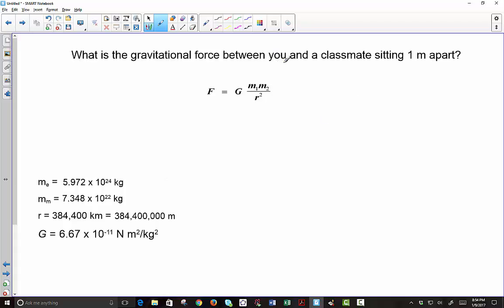And why don't you go ahead and do this one? Just say you're 60 kilograms and your classmate is 75 kilograms. So what's the gravitational force if you're sitting 1 meter apart? So go ahead and calculate that, submit that as your answer for your XP.